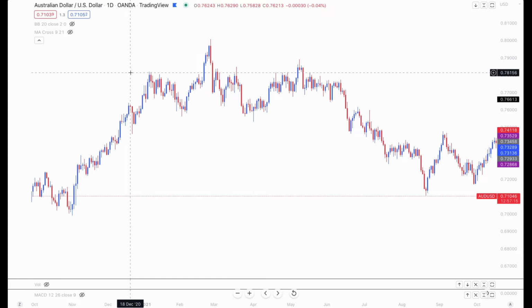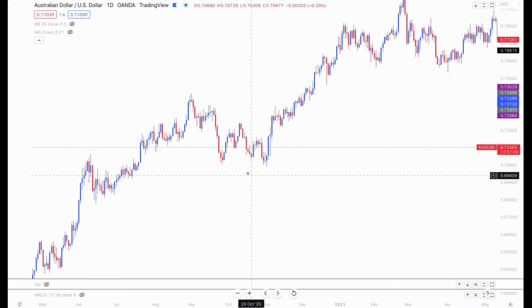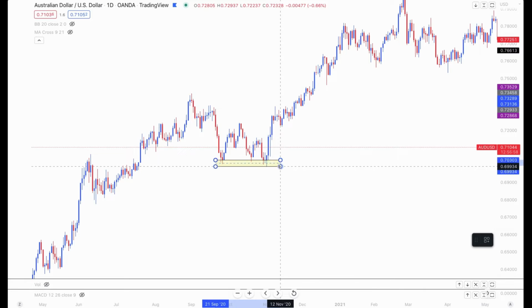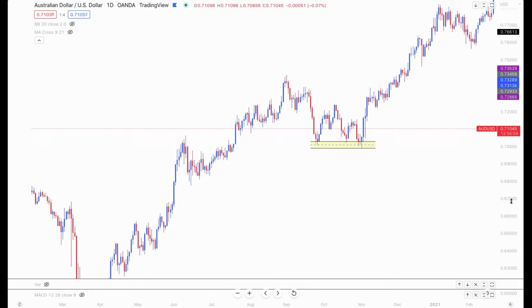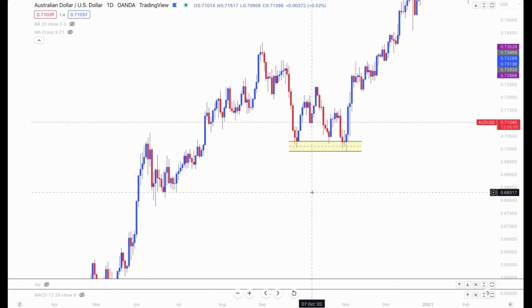Okay, so let's have a look. Just by looking at any point through any one of these charts, we can already identify levels. We see something here. What is this? Here we have a zone, and I say a zone because I am incorporating the wicks. We have a zone of support.